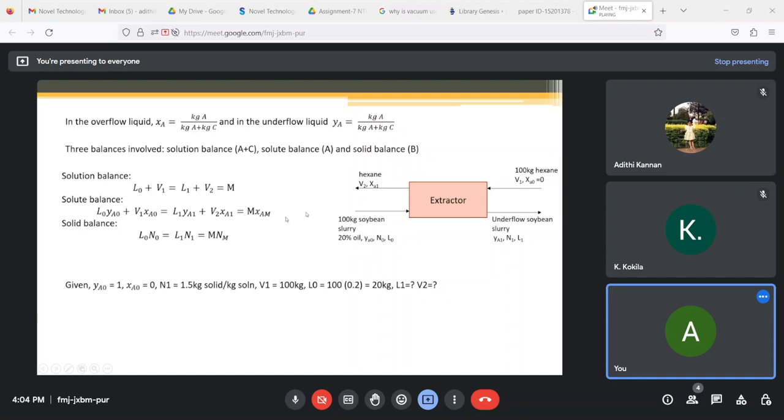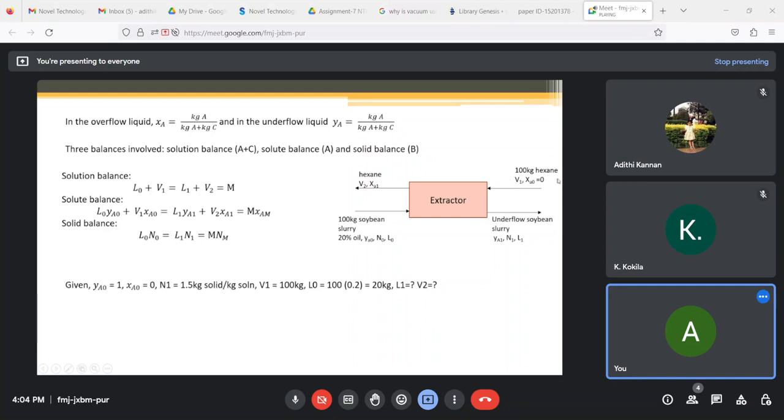So Xa naught is 0 because Xa naught is the amount of solute present in the inlet solvent stream. Xa naught is 0 because you do not have any oil coming inside the hexane stream. So Xa naught equal to 0. N1 is already given as 1.5 kg of solid per kg of solution.